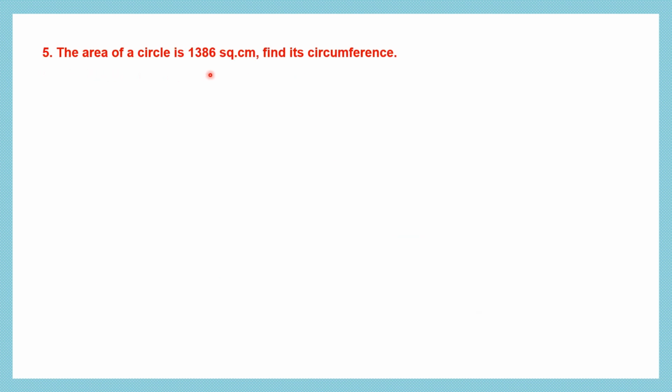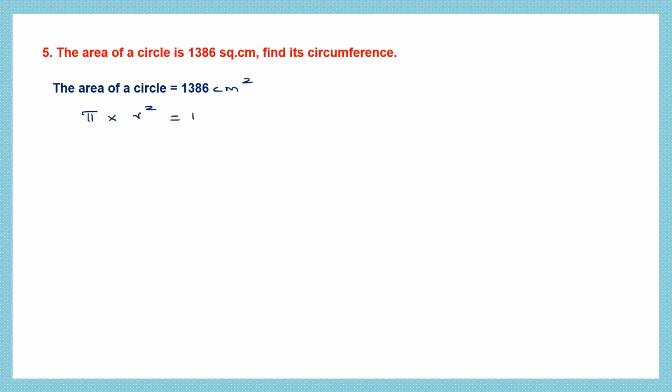Question 5. The area of a circle is given to us, 1386 square centimeters. We have to find its circumference. The formula to find the circumference is 2 pi r. That means we need to know the value of r, that is the radius. So we're going to make use of the formula for area and find the radius. So the area of a circle is 1386 square centimeters. Now what is the formula for area of a circle? Pi r square. That means pi into r square.